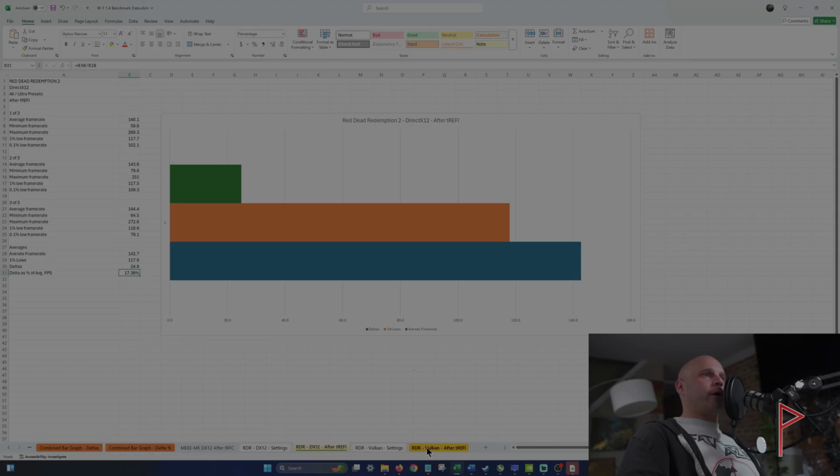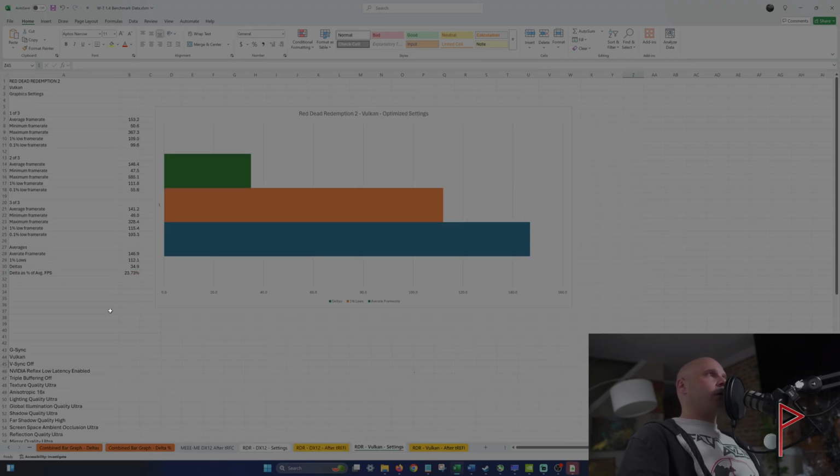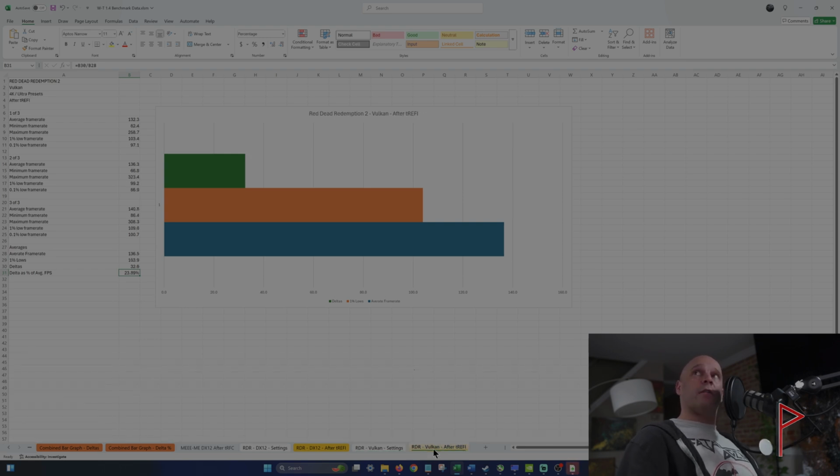Let me drive the point home in Vulkan. Okay, this is the Vulkan benchmark after these graphic settings that I just showed you. 23%. This is the Vulkan benchmark prior to these settings, just with tREFI adjusted. 23%.